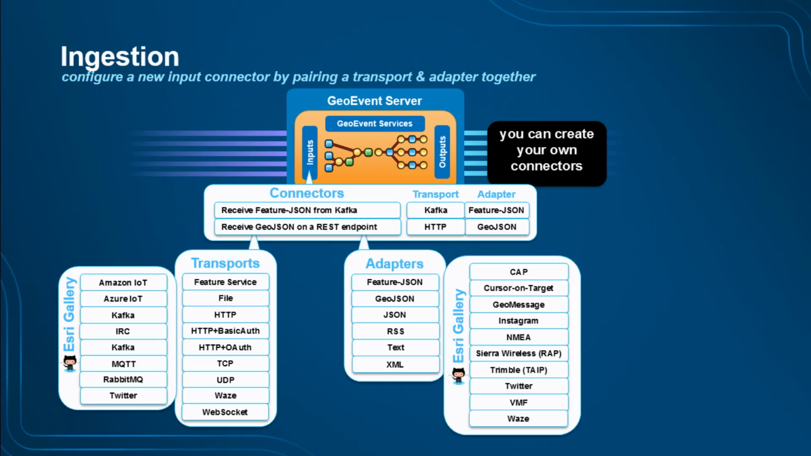So a best practice for ingestion, much like writing your own custom connector, is to configure a connector to do what you need and to bring in some specific data.